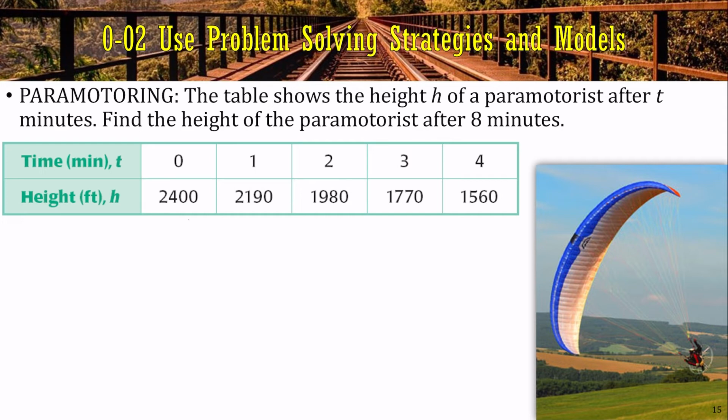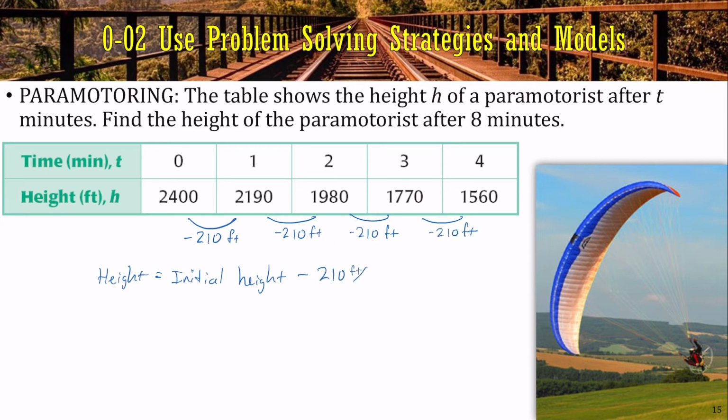It looks like every minute, if I subtract these, he's going down 210 feet. Subtract those, oh, it's down 210 feet. Subtract those, down 210 feet. So he's dropping 210 feet per minute. All right, let's get a verbal model. What would be our height? Our height would be our initial height, that's where we started, minus the 210 feet per minute times the number of minutes.